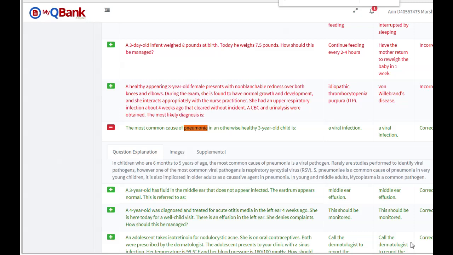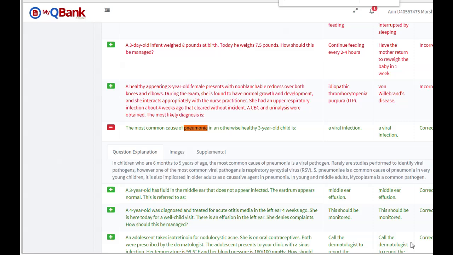The most common cause of pneumonia in an otherwise healthy 3-year-old is a viral infection. The rationale is, in children who are 6 months to 5 years of age, the most common cause of pneumonia is a viral pathogen. I'll say that again.